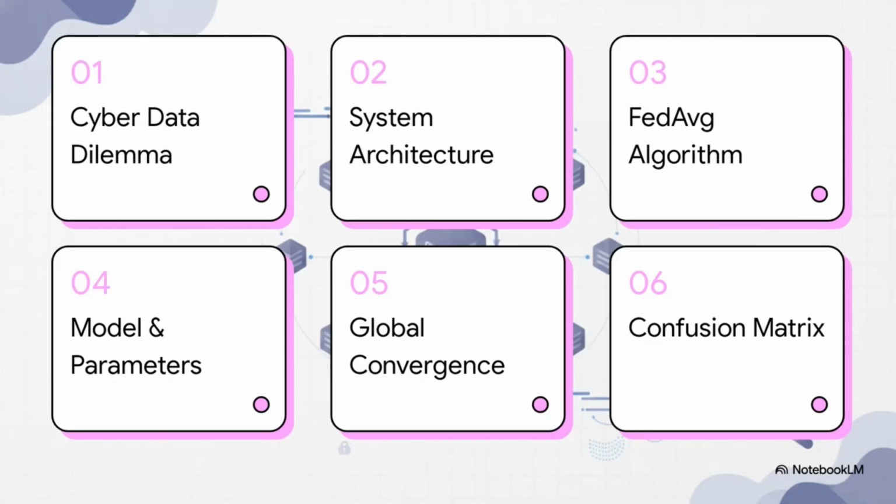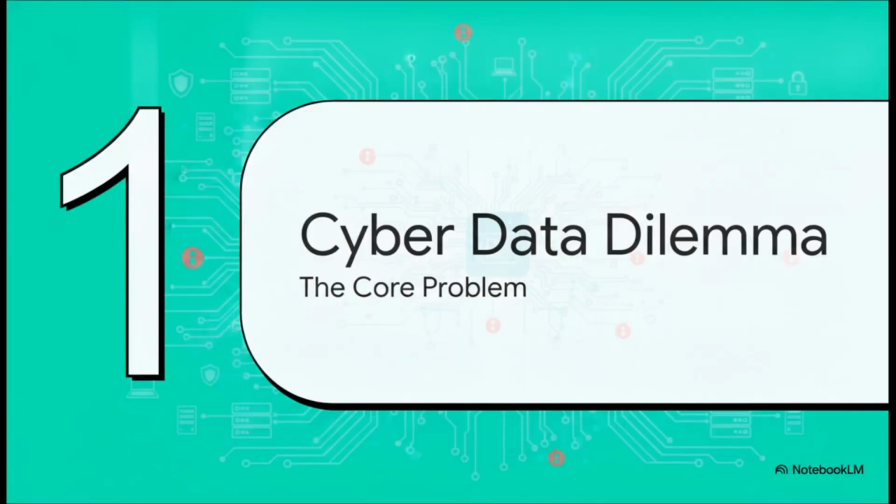Here is our roadmap for the breakdown. We're going to cover the cybersecurity data dilemma, look at the federated system architecture, the FedAvg algorithm sequence, model design and hyperparameters, global convergence results, and wrap up with the confusion matrix analysis. Starting off with Section 1, the cybersecurity data dilemma.